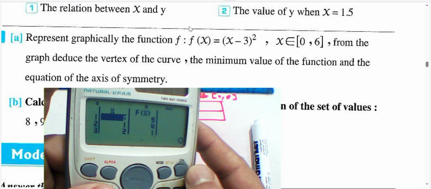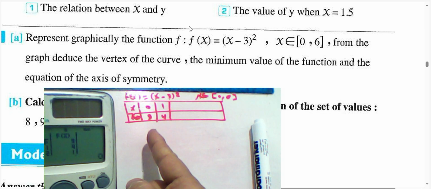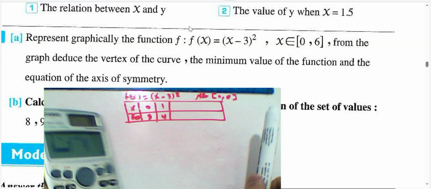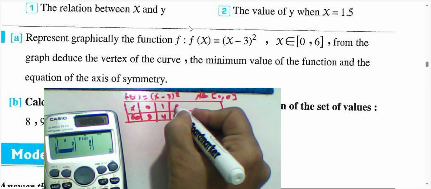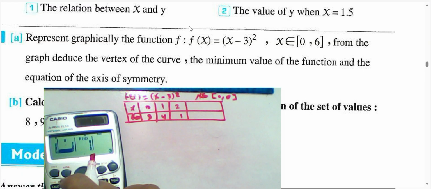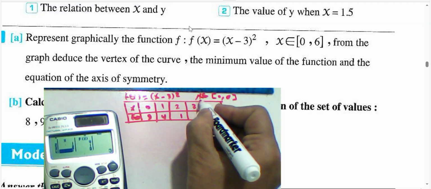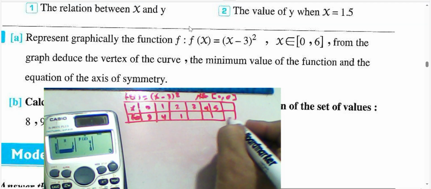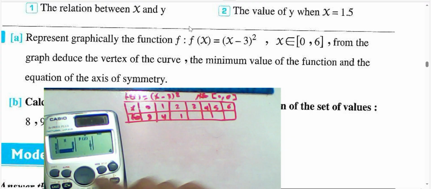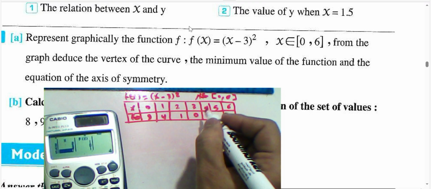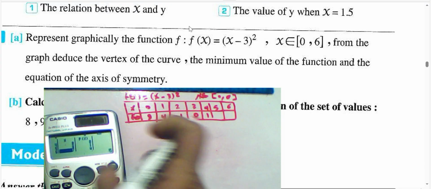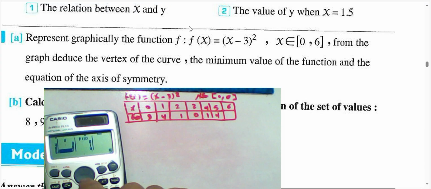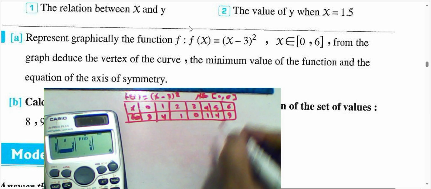Look at here, the table, and the image. You write 0, 9; 1, 4; and then complete. Down here, 2 to 1. The image of 2 is 1, and the image of 3 is 0, and 4 is 1, and 5 is 4. And last one, 6 equals 9. The image will be 9.